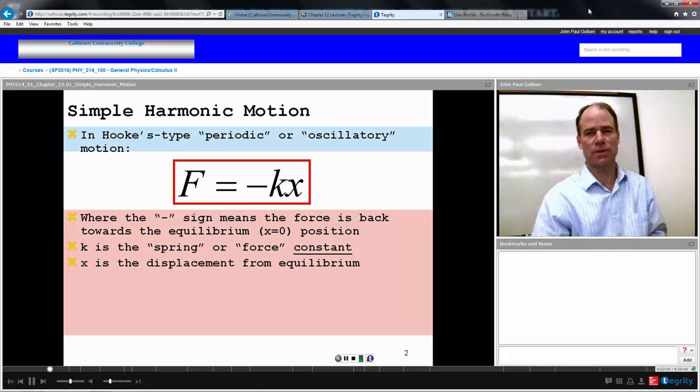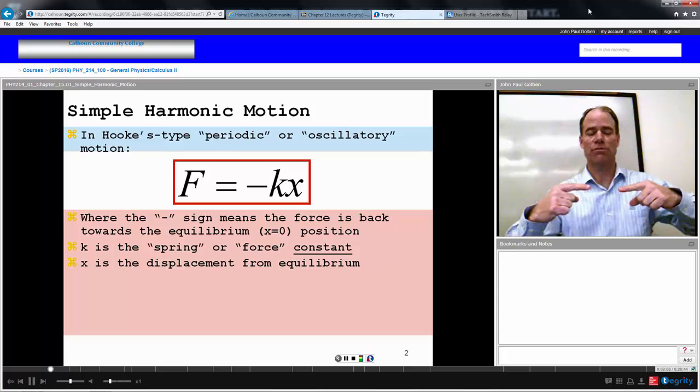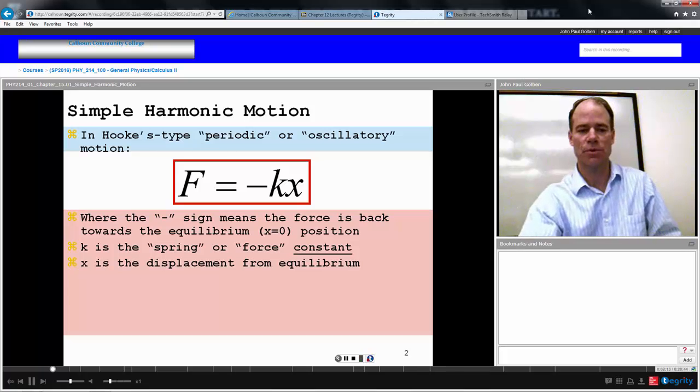x is my displacement from equilibrium, equilibrium being that middle 0 point as the oscillation is going on either side of that point.